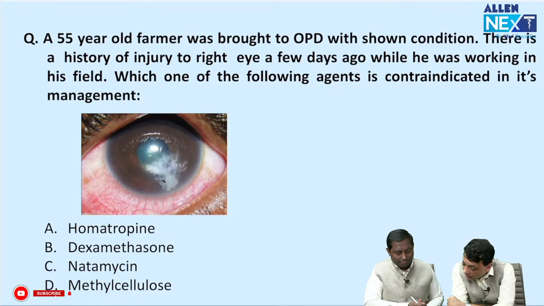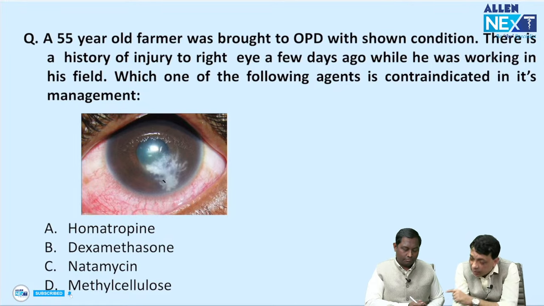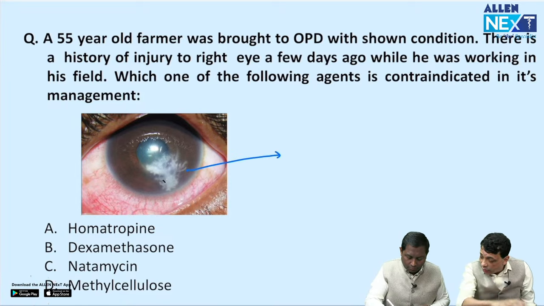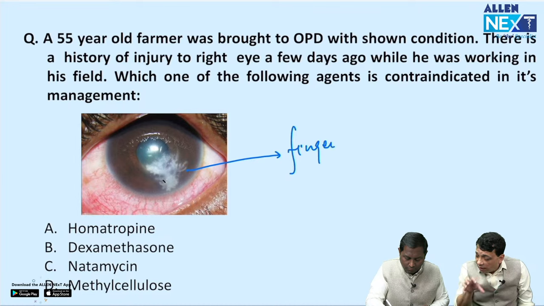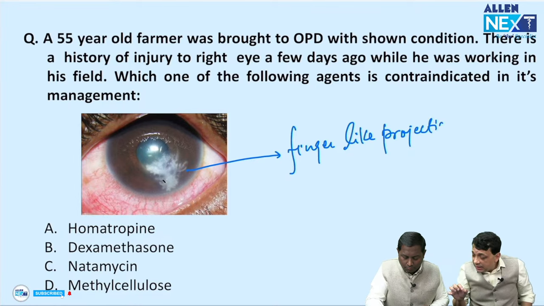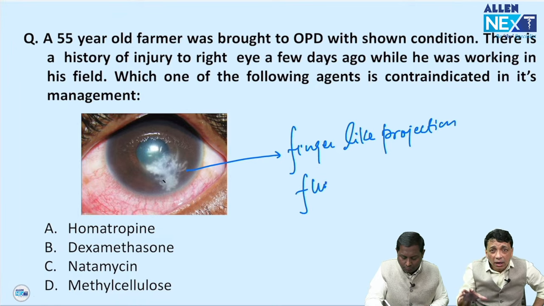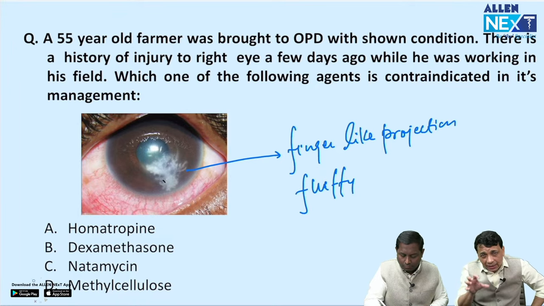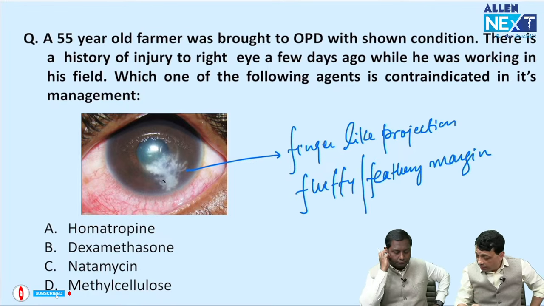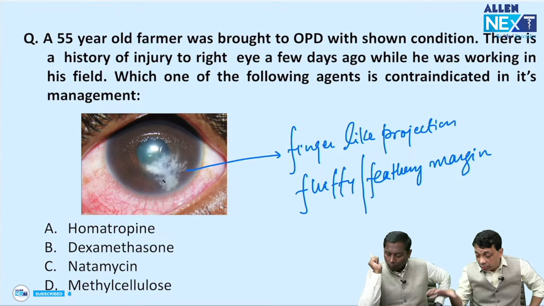And a quick look at the ulcer shows us the typical finger-like projections in the surrounding stroma, with a fluffy, feathery margin. And this is none other than our old friend, fungal keratitis. The classic satellite lesions are not visible here, but you don't get satellite lesions in every case of fungal ulcer. That would be a textbook picture. This is not textbook, but reasonably so, let me tell you.